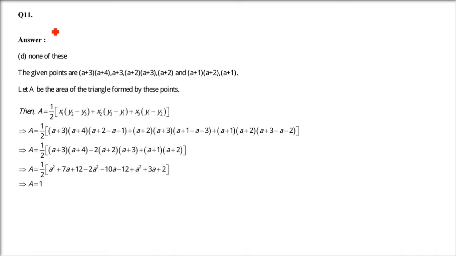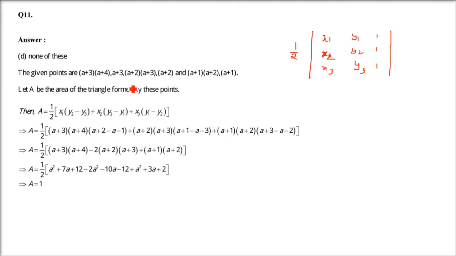Area of the triangle formed by the points. So 3 points are given: x1, y1, x2, y2 and x3, y3. We have done a question like this. Since the three points are given, we have a direct formula: area of the triangle is half of the determinant. Here you put x1, x2 and x3 in the first column, in the second column you put y1, y2, y3, and in the third column you put 1, 1, 1.